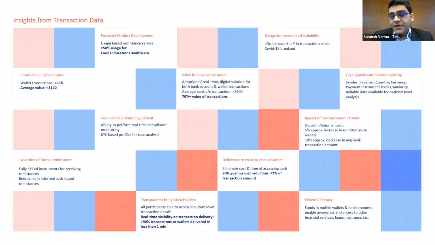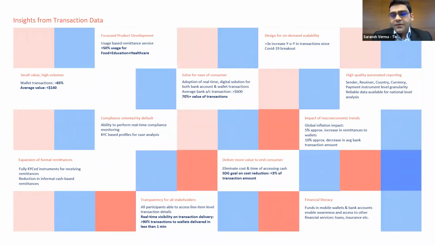I'll come to a very recent phenomenon that we have observed. Everybody knows that there's global inflation. What we observed is that on large value transactions to bank accounts, there was a significant decrease in the per transaction amount, whereas in our remittances to wallets, we saw an increase, which indicates that perhaps people are not transacting more on income which is disposable, but only for sustenance, perhaps, or really crucial requirements for remittances.